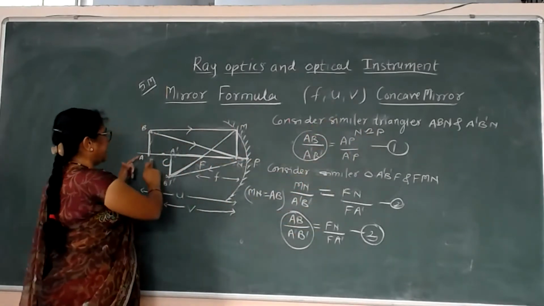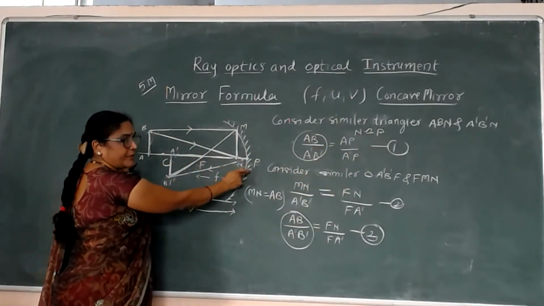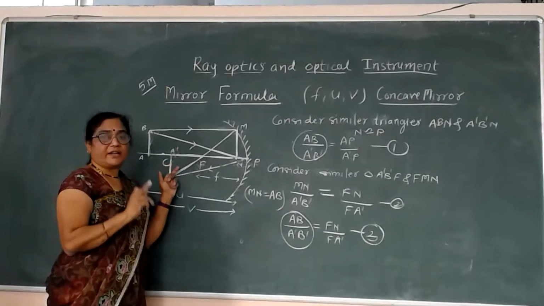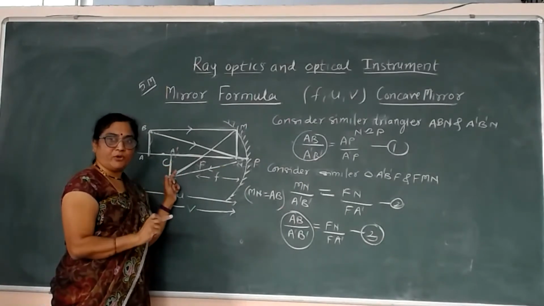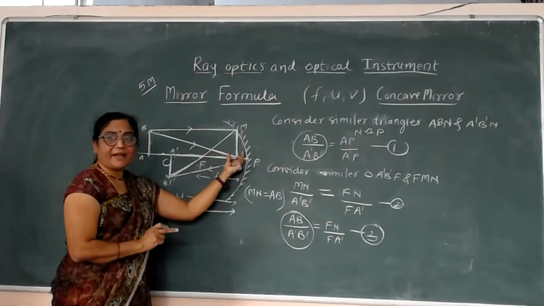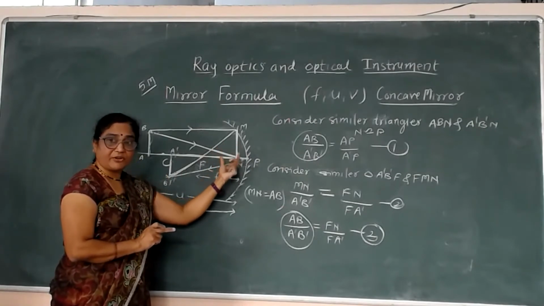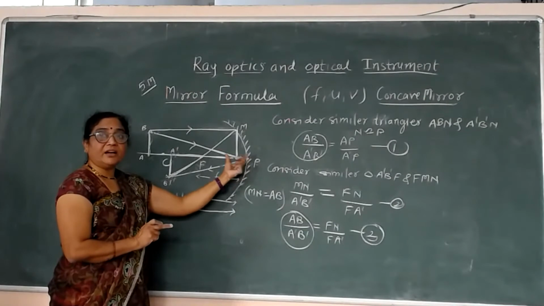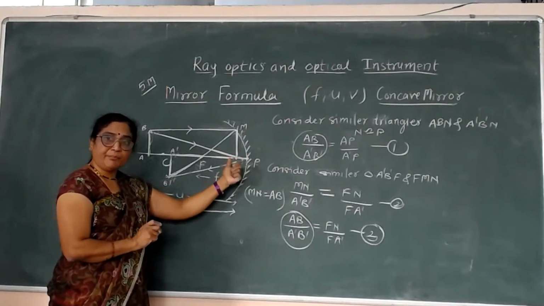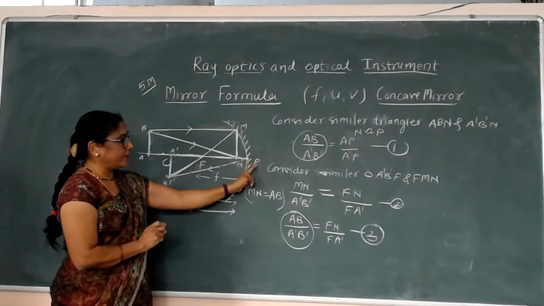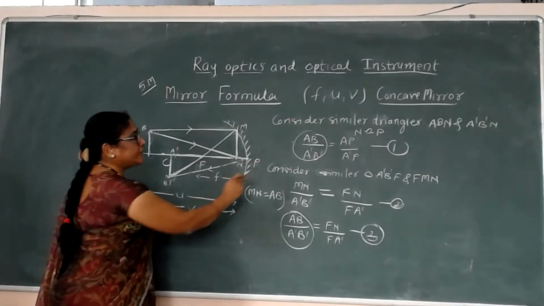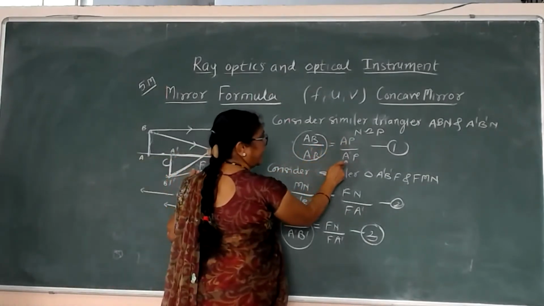Therefore, we consider AN as AP because according to the Cartesian sign convention, all the distances are measured from the pole. So N is nearly equal to P. So convert that value, N is equal to P. Therefore, this value is AP divided by A'P.